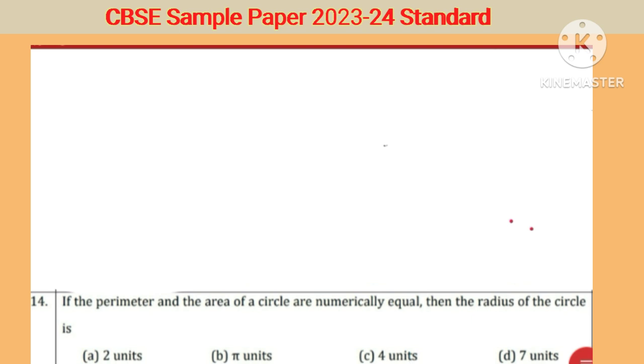Students, let's discuss question number 14. Perimeter and area of a circle are numerically equal.